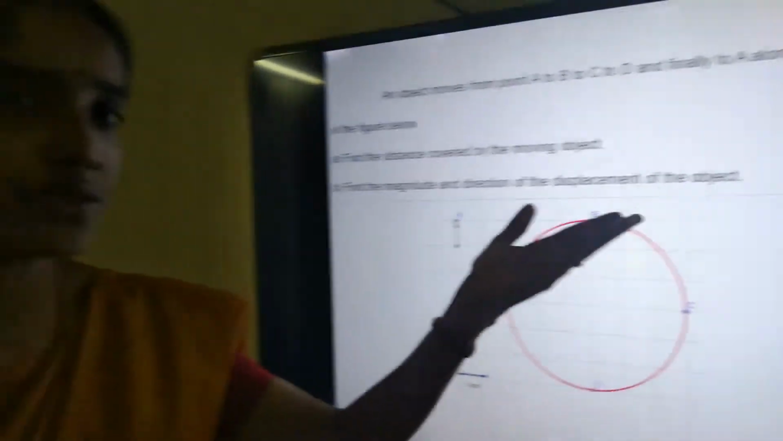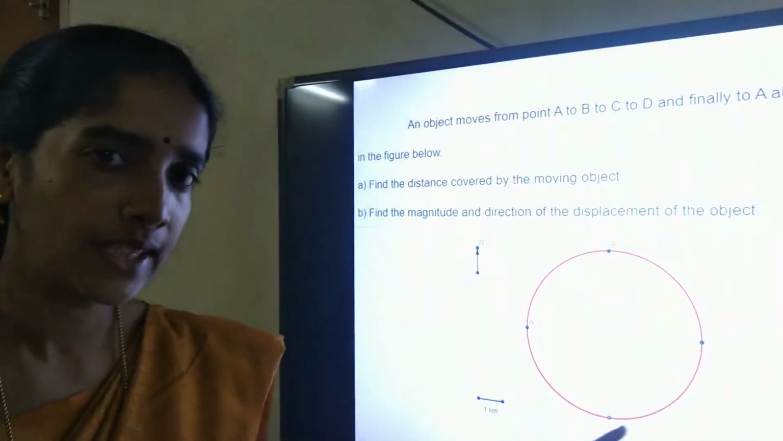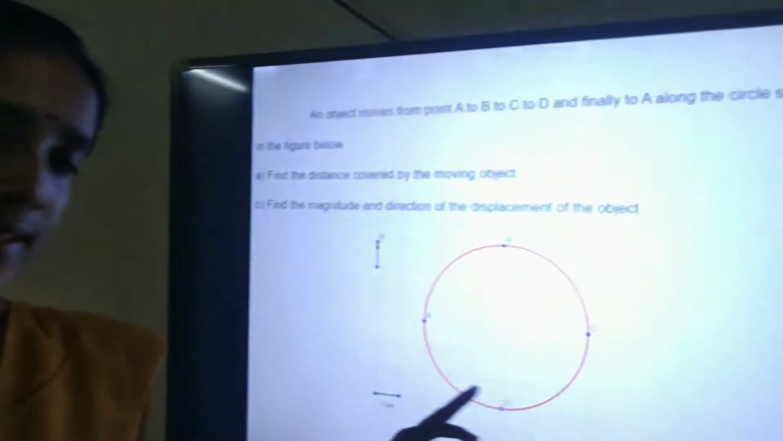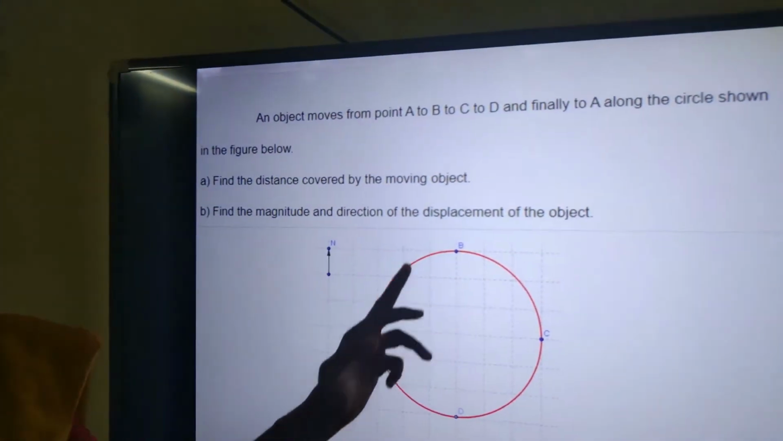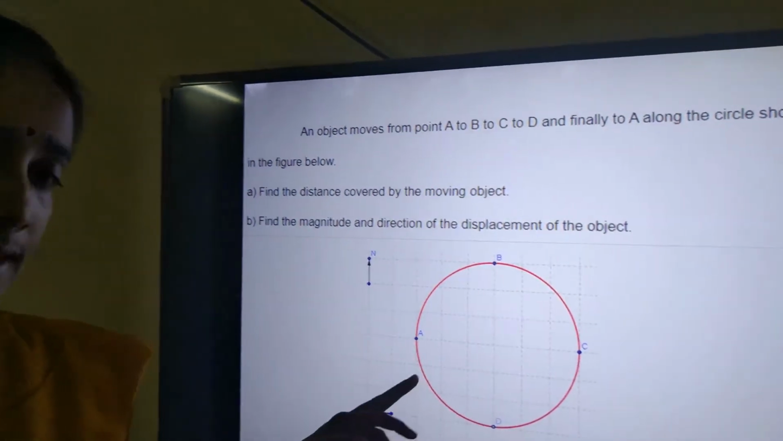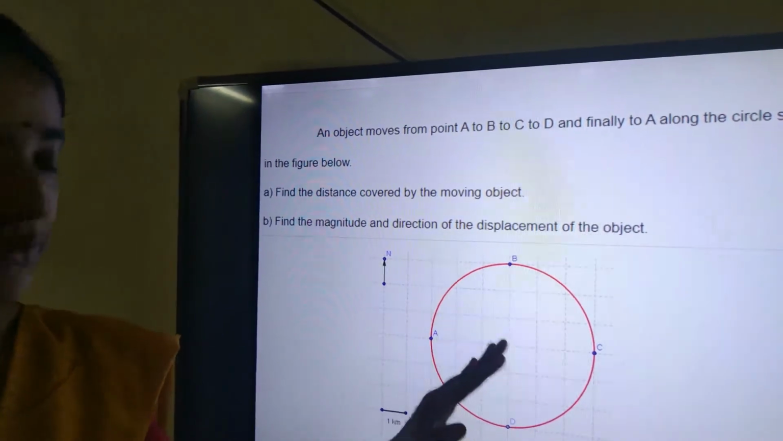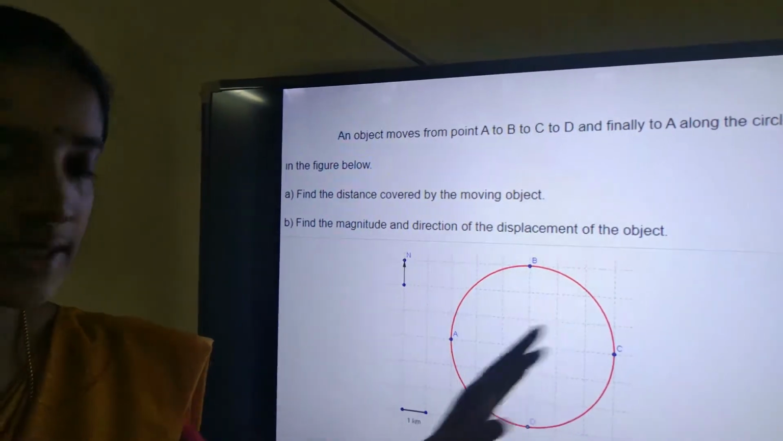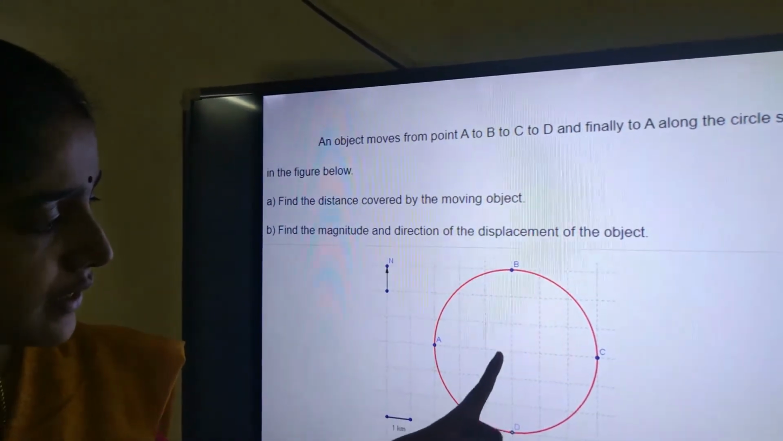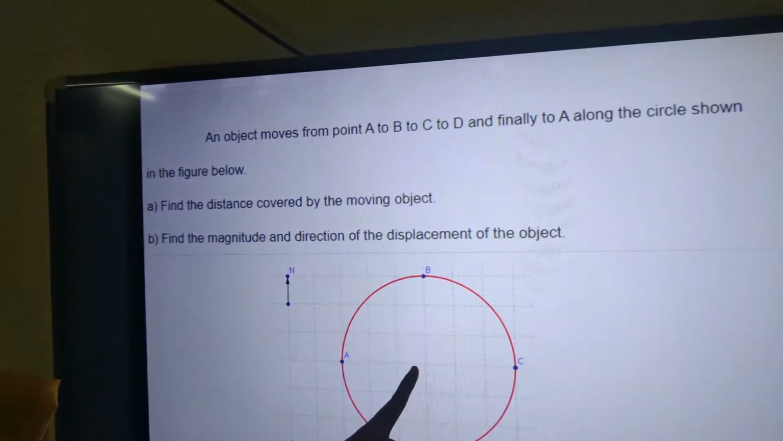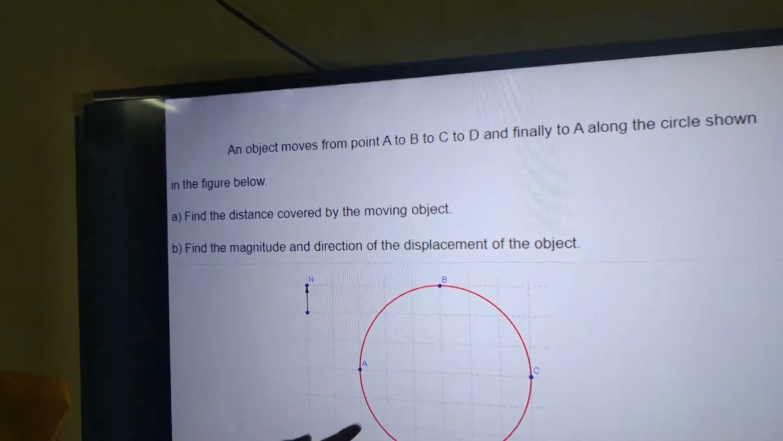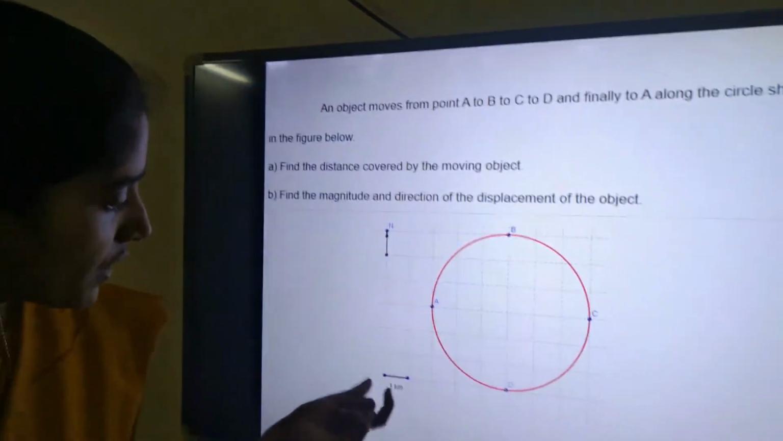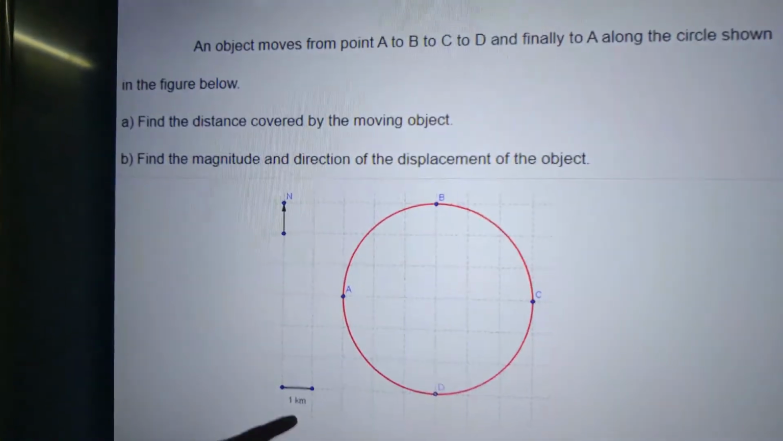Again, what is the rule for distance? Find the length of the path. So what is the shape of the path here? Circular. And what is the equation for length of a circular path? Circumference. What is it? 2 pi r. And what is r? Radius of the circle. And here if you look at the circle, you can see this is the center of the circle and this is the radius. And here let's have a look at this grid. What is the size of this grid? The side is 1 kilometer.